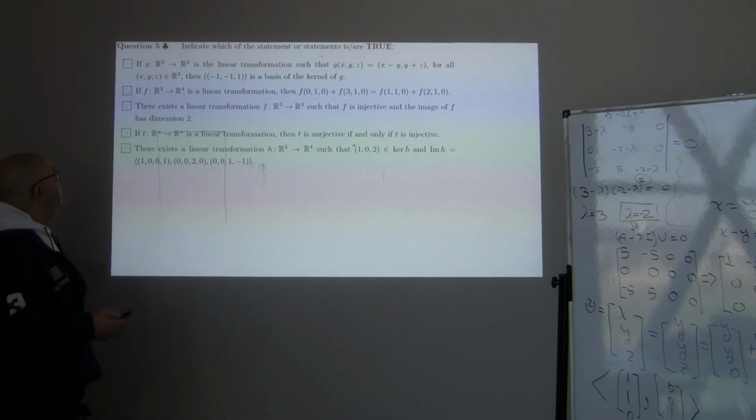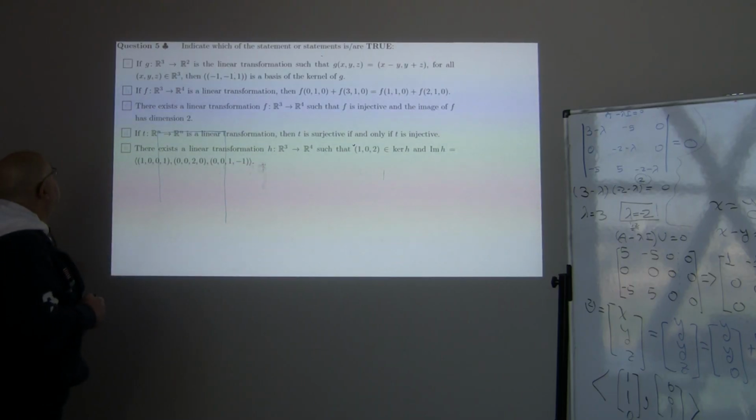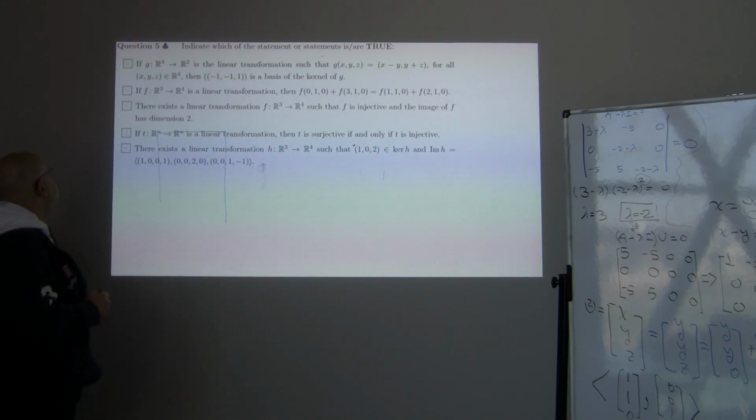Also, number B is stating that R3 into R4 is a linear transformation, and is this going to be equal to each other? And there exists a linear transformation of R3 to R4 such that F is injective, and the image of F has the dimension of 2. We will have to load this to the test.